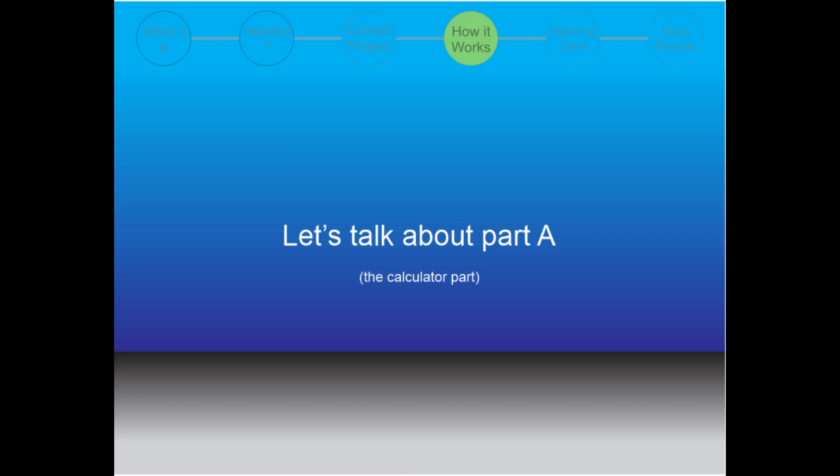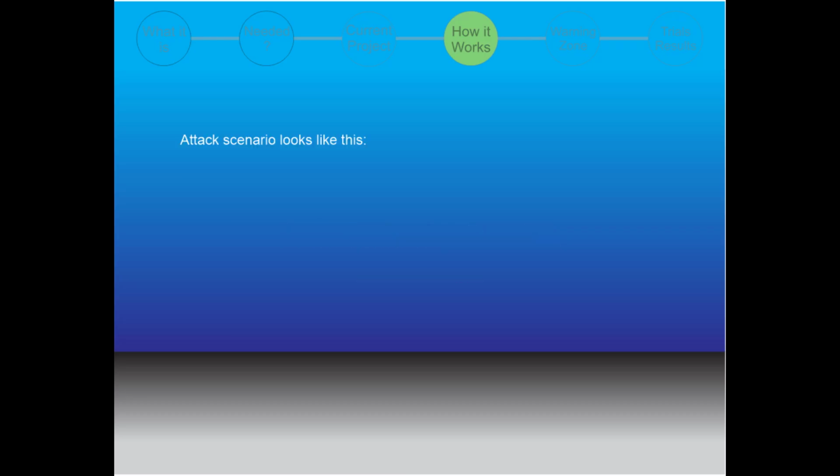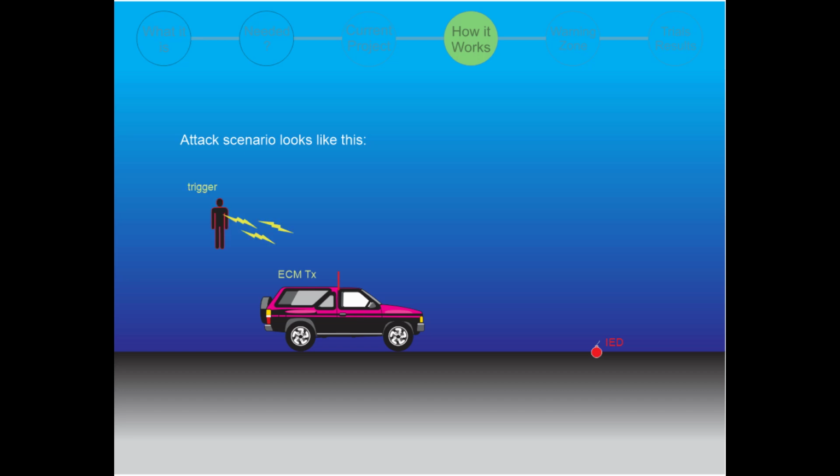So let's talk about part A, which is the calculator part. The attack scenario looks like this. We have an ECM vehicle, in this case with a transmit antenna, and there's an IED, a radio-controlled IED, a roadside bomb somewhere, and therefore there's a trigger man somewhere. We know a fair bit about our own kit, and although we know some things about the IED bomb and the trigger man, we don't know everything. And we certainly know less about the environment, because if it were a vehicle, then the environment can keep changing. Doesn't necessarily, but it can.